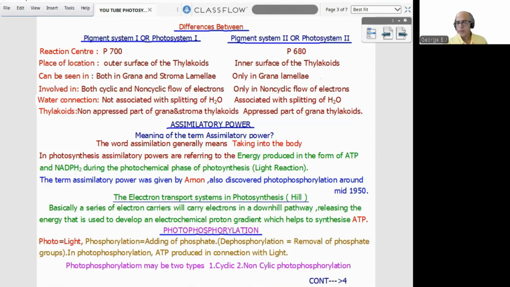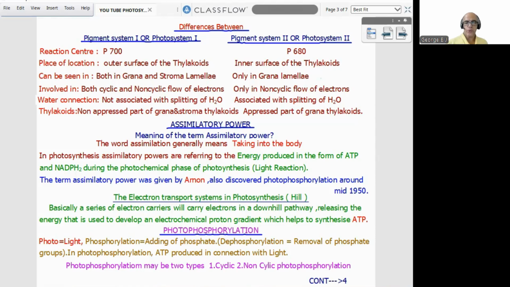Now comes the electron transport system in photosynthesis. ETS or ETC, we already studied in respiration. Here it is photosynthesis, connected with the scientist Hill. And what is ETC or ETS? Anywhere, basically, it is a series of electron carriers that carry electrons in a downhill pathway. Why is it a downhill pathway? Because release of energy will be there, and that is used to develop an electrochemical proton gradient, by which ATP can be synthesized. Chemiosmotic theory you already know. That is ETS or ETC.